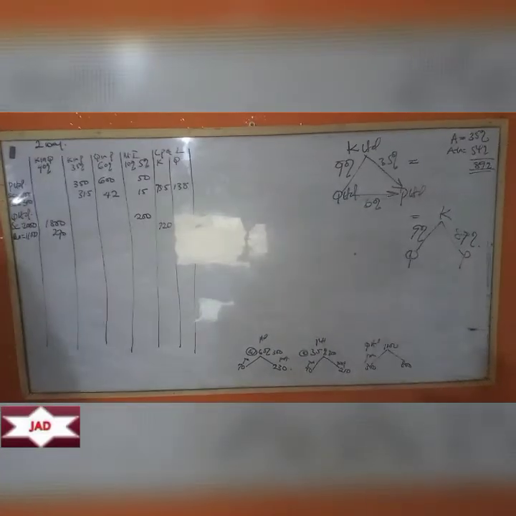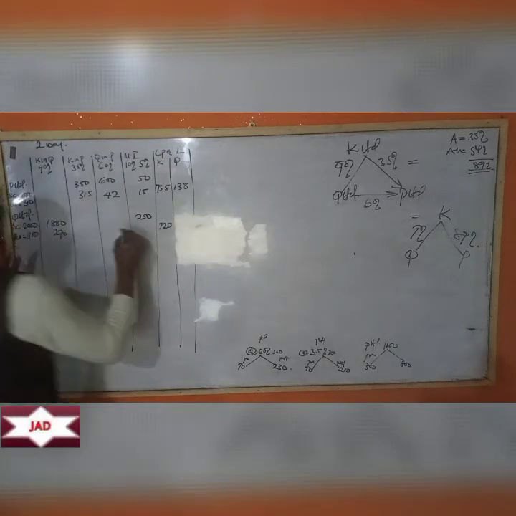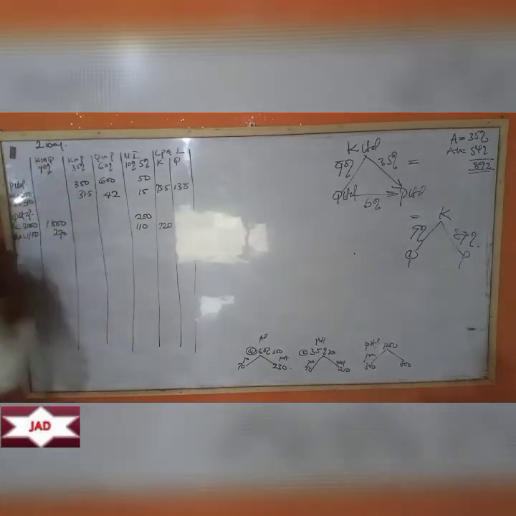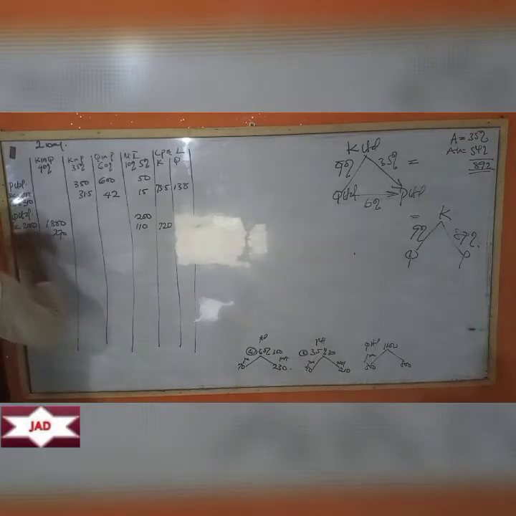Minority interest. What do you have there? That will be 0.1 times 1100. That's 110. So if you add these three, it should give you 1,100. So let's go: 270 plus 110 plus 720. That's what you have. So we're good to go.